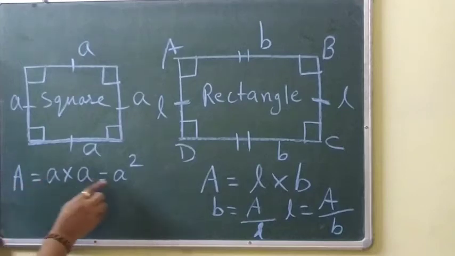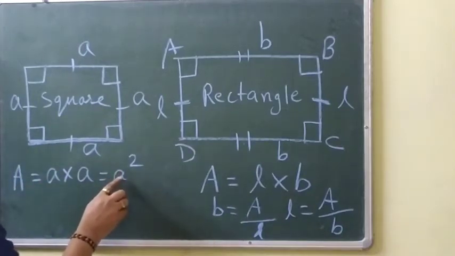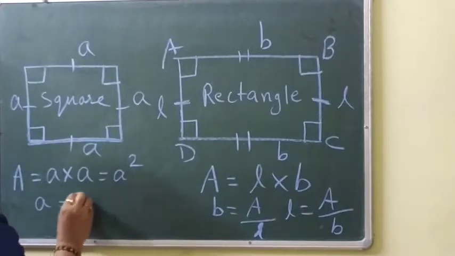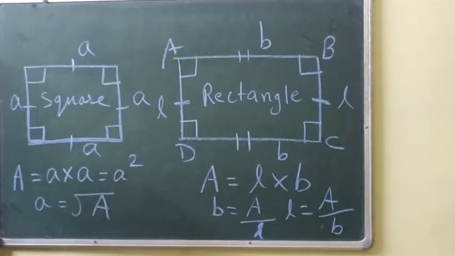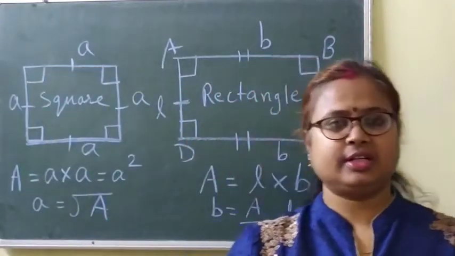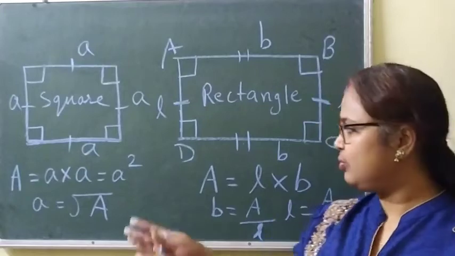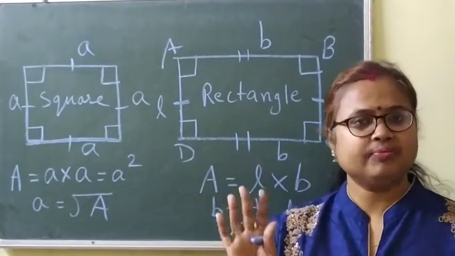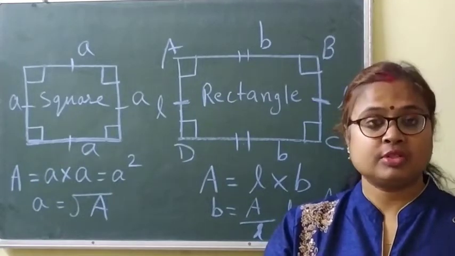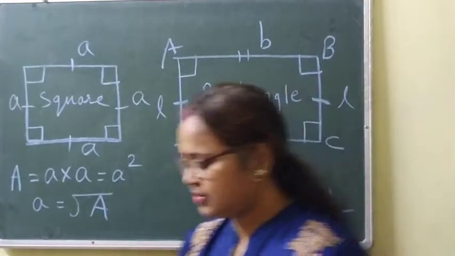Okay? If area is given and you have to find out the side, then how will you find it? A is the side, so A will be equal to the square root of the area, because the opposite of square is square root. Okay? Clear? So this is the basic thing to find the area of a rectangle and a square. I hope the formula and the concept have become clear to you. Now let's solve some questions. Then of course the concept will be more clear. So let's start the questions.